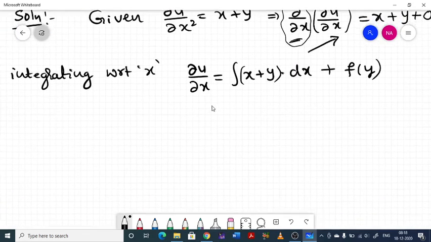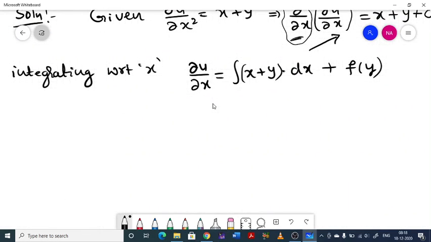Now ∂u/∂x will be, so that implies, I can write this ∂u/∂x as ∂/∂x of u equal to the integral of (x plus y) with respect to x, that will be the integral of x square by 2, plus the integral of y with respect to x, that will be xy plus f of y.